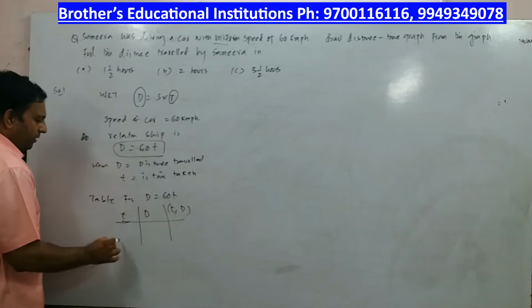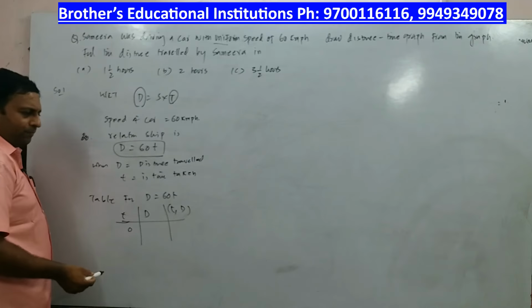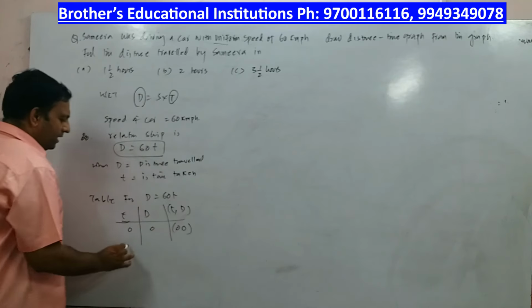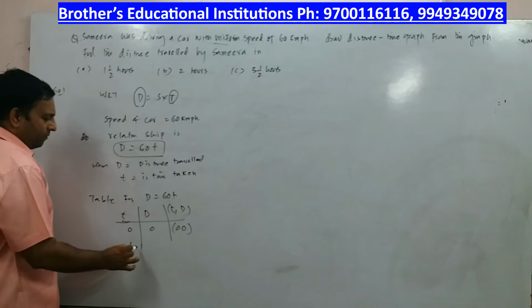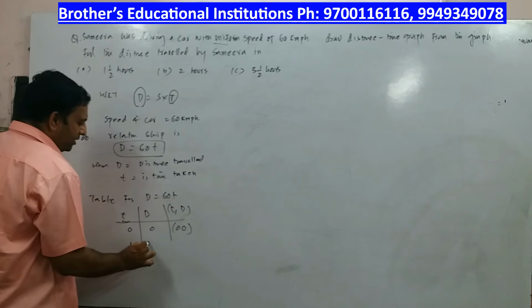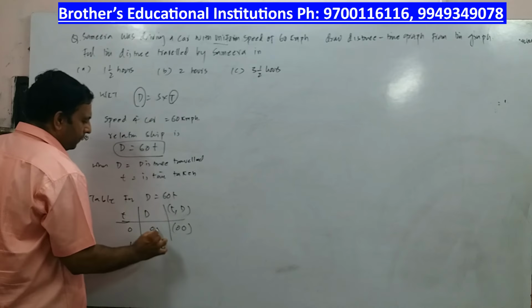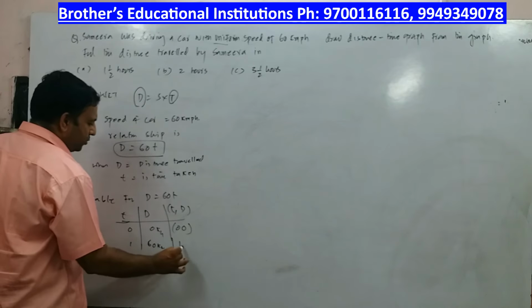Alright. Now, if I take time t equal to 0, when time is 0, no distance is covered. So the ordered pair is (0, 0). If I take t equal to 1 hour, the distance covered is d equal to 60 into 1, which is 60 kilometers, and the ordered pair is (1, 60).